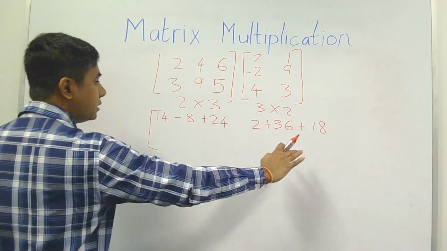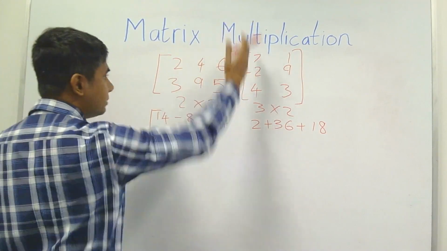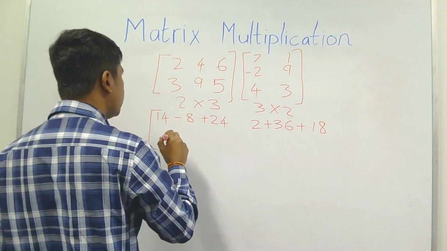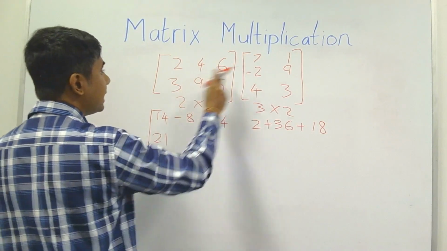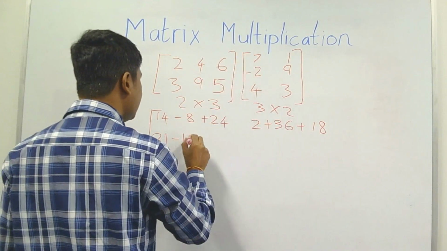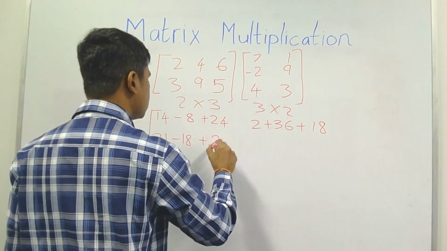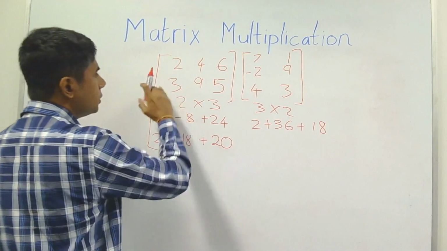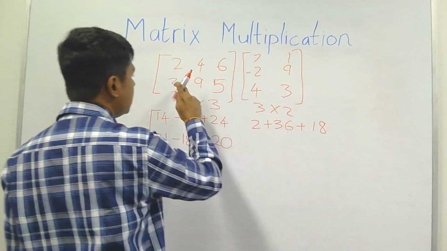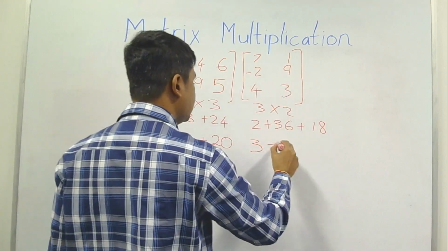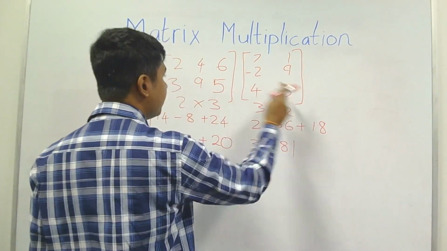Then for the second row, it's going to be row 2 times column 1, then row 2 times column 2. So 3 times 7 is 21. 9 times minus 2 is minus 18. And then 5 times 4 is 20. Then row 2 times column 2: 3 times 1 is 3. And then 9 times 9 is 81. And 5 times 3 is 15.